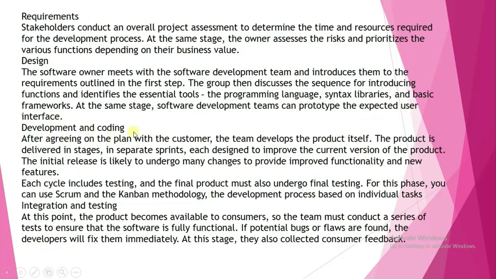Then development and coding. After agreeing on the plan with the customer, the team develops the product itself. The product is delivered in stages in separate sprints, each designed to improve the current version of the product. The initial release is likely to undergo many changes to provide improved functionality and new features. Each cycle includes testing, and the final product must also undergo final testing.